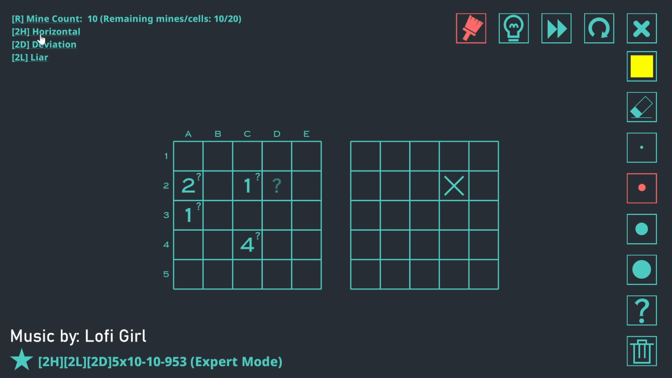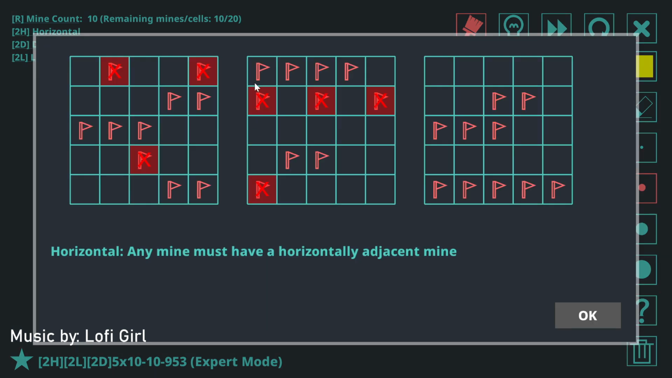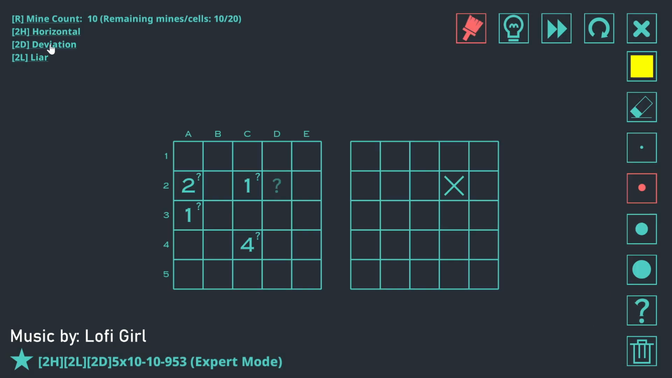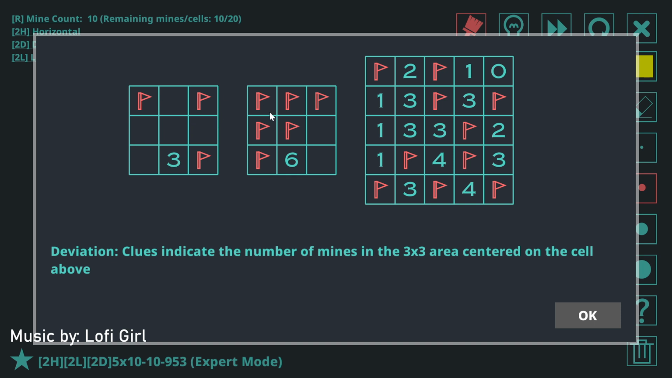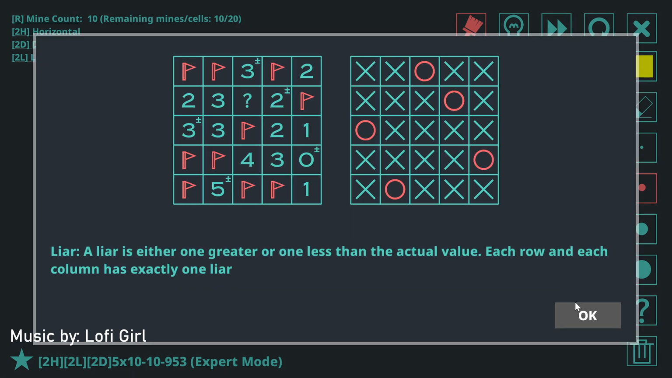Alright, so horizontal. Horizontal refers to the fact that mines may not be isolated horizontally, so it must have something to its left or to its right directly. Deviation means that numbers refer to the 3x3 above it as opposed to around it. So this 3, for example, is referring to these 3 mines. And finally, liar refers to the fact that every row and column has one liar where the number is one more or one less than its actually true value, and you won't know which, but you will know that there is exactly one lie in every row and every column.